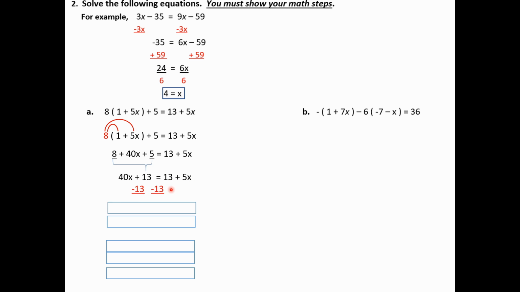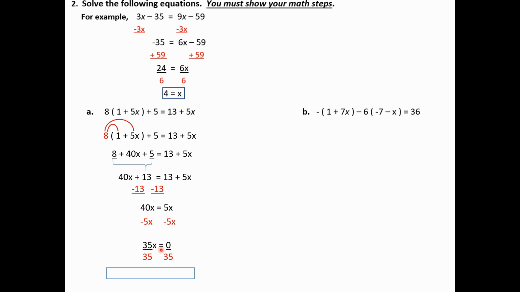Next, we're going to subtract 13 from both sides. This gives us that 40x is equal to 5x. And then I can subtract 5x from both sides, leaving 35x equals 0. And then here, these fraction bars mean I'm dividing, so 35x divided by 35 is equal to 0 divided by 35, which leaves me with x equals 0.